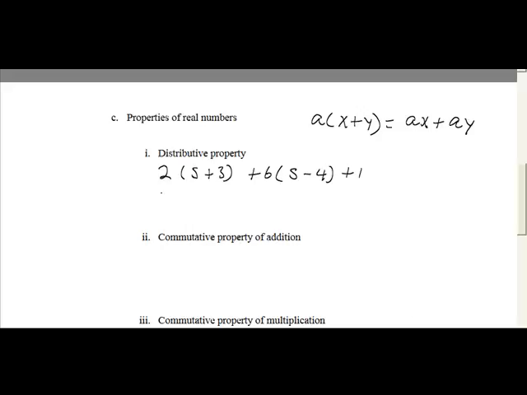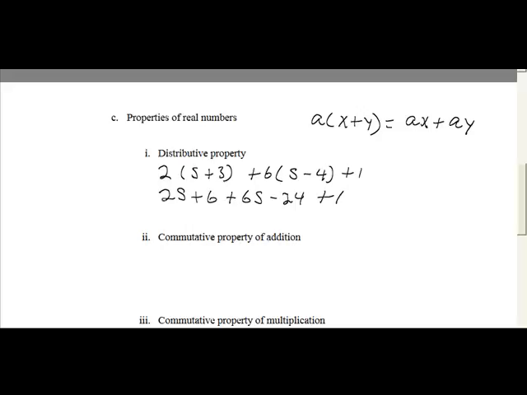We apply this to this particular problem, and we have 2 times s plus 2 times 3, which is 6, plus 6 times s, and plus 6 times a minus 4, which is minus 24. We learned this as a positive times a negative is a negative, plus 1.